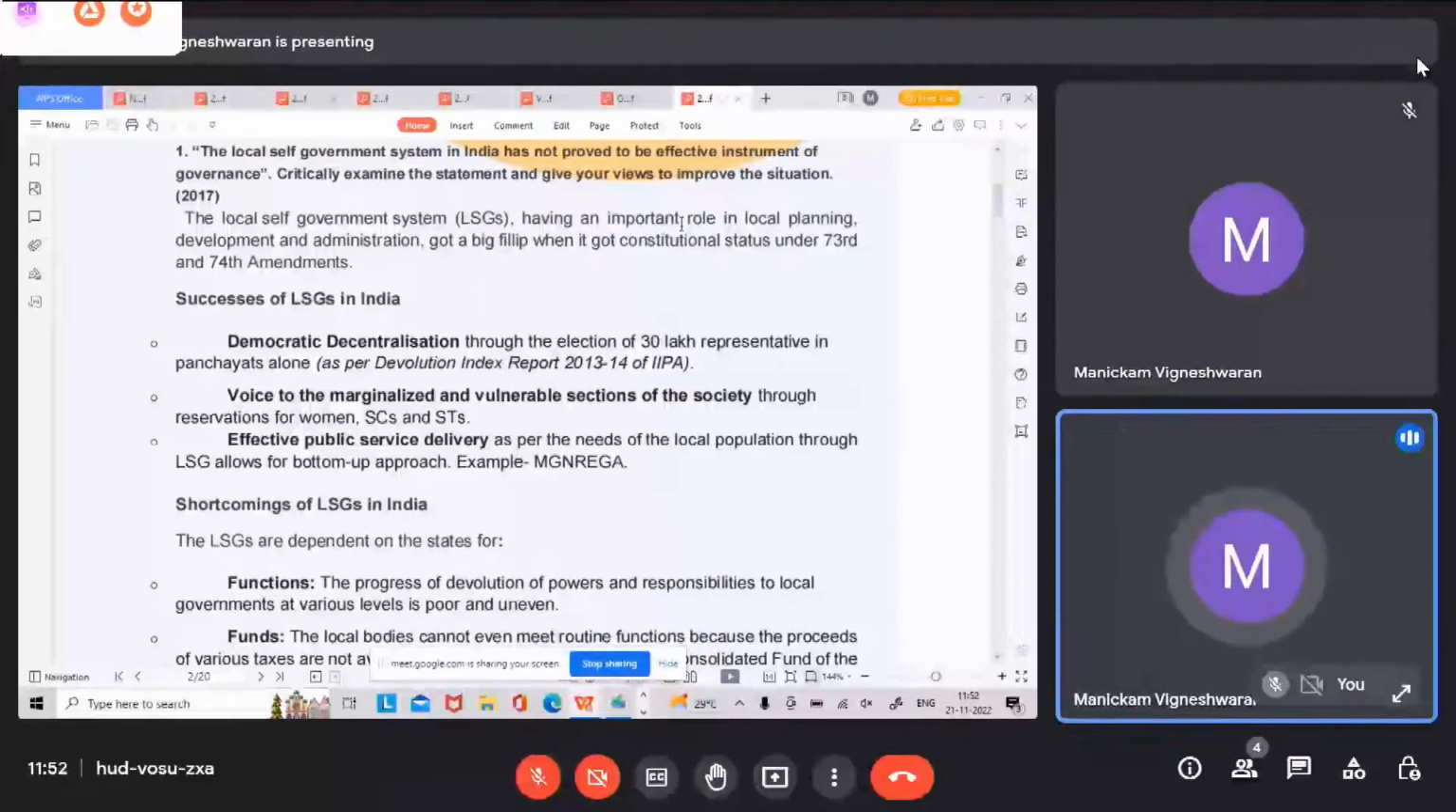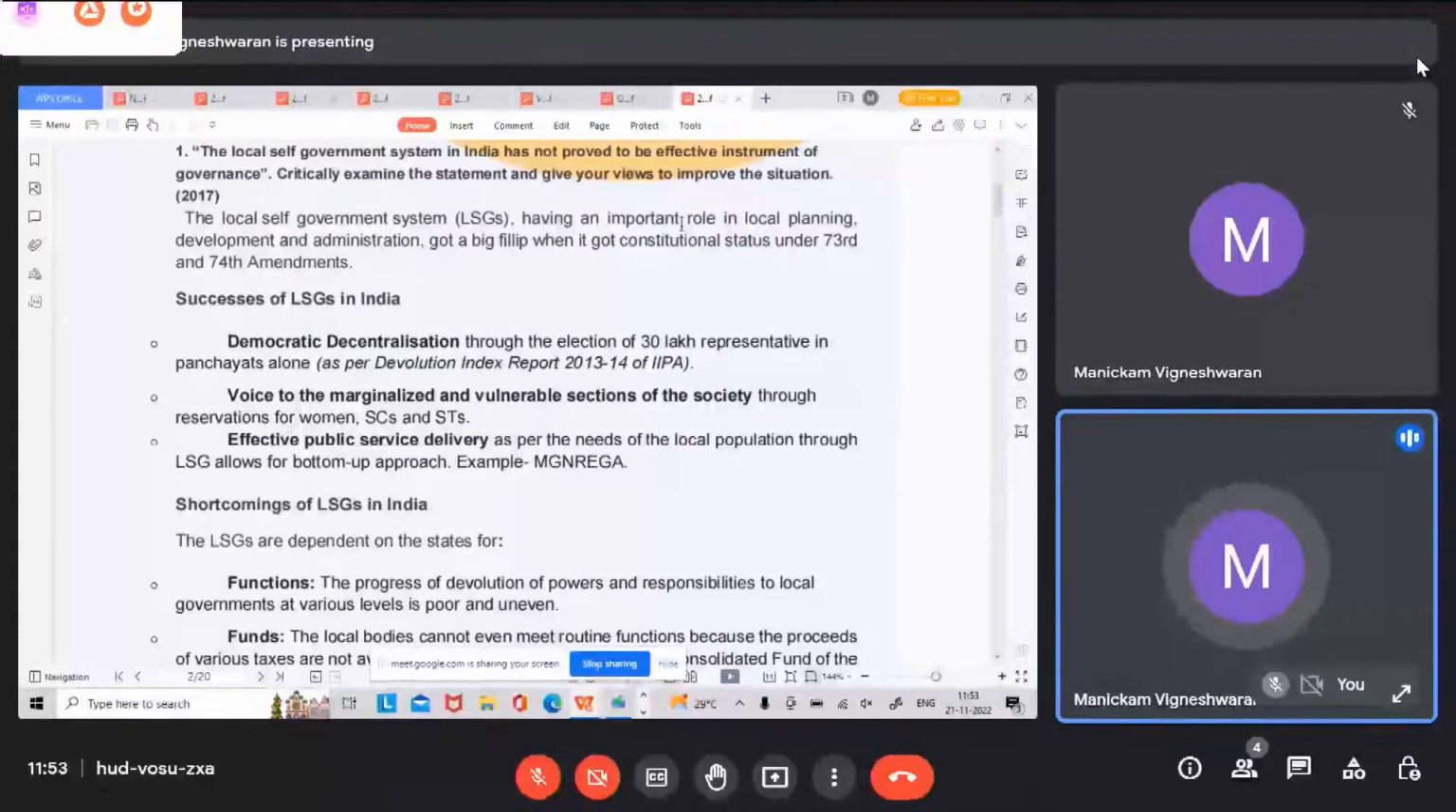The local self-government, we know, was started in 1881 by Lord Ripon, so he was called the father of local self-government. The local self-government system, having an important role in local planning, development and administration, got a big boost when it got constitutional status under the 73rd and 74th Constitutional Amendments, based on the L.M. Singhvi Committee recommendation. The constitutional status was provided by the Narasimha Rao government, where it was implemented through the 73rd and 74th Constitutional Amendments. First, we have to see the success of local self-government in India.